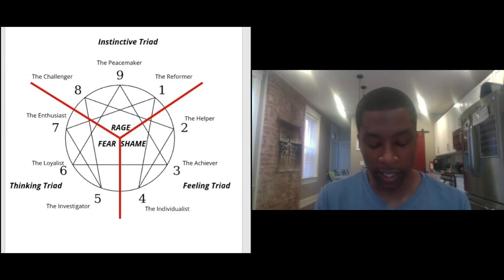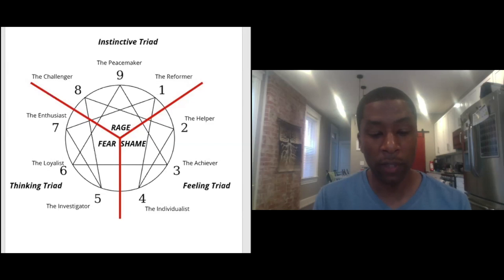The next triad, made up of types 2, 3, and 4, is the feeling triad. Members of this group are known as the heart types and are focused on the development of their self-image and are attention seekers, though they go about getting it in different ways depending on their type. 2s look to get attention by helping others. 3s seek attention through their accomplishments, while 4s strive to be unique and stand out from the crowd.